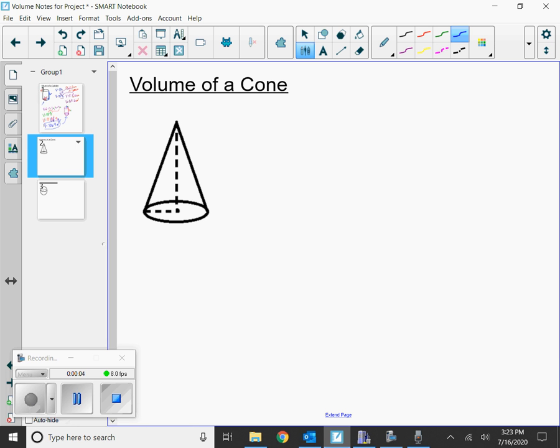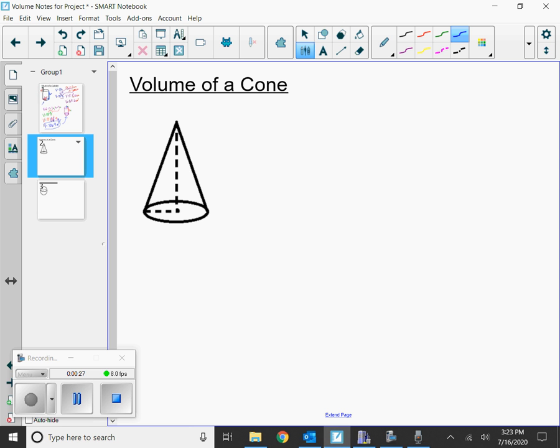In this mini lesson, you're going to learn how to find the volume of a cone. Before we get started, we want to talk about what a cone is. A cone is a three-dimensional figure with one circular base and a surface that travels from the circumference of the circle and narrows to a point that is called the vertex.